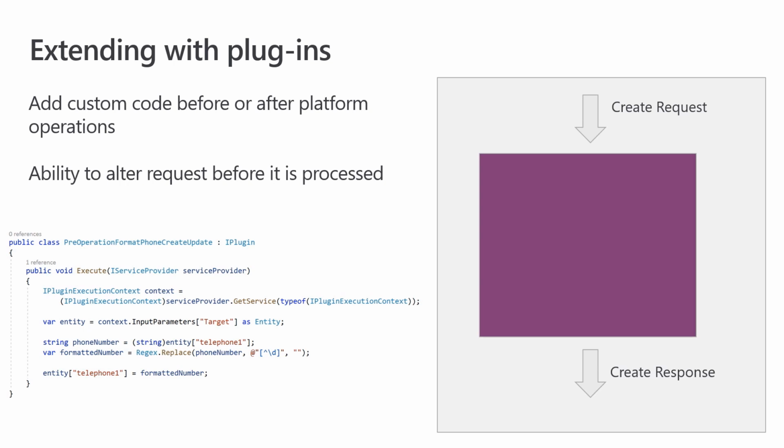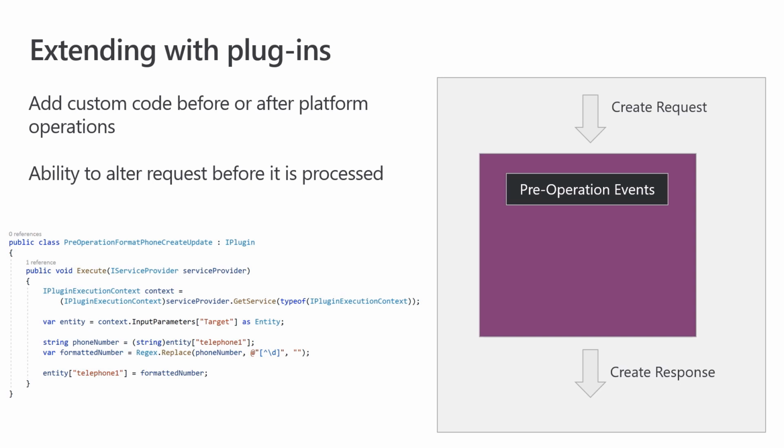As you can see on the right-hand side, I've got my create request that comes in, and as I start processing it, it goes through what's referred to as the pre-operation events. These are a place that you can register custom code. Now, what you're registering is a plugin, and I've got an example of a plugin here on the left-hand side, the very simple code. It's one method, Execute. That's what's required by the IPlugin interface.